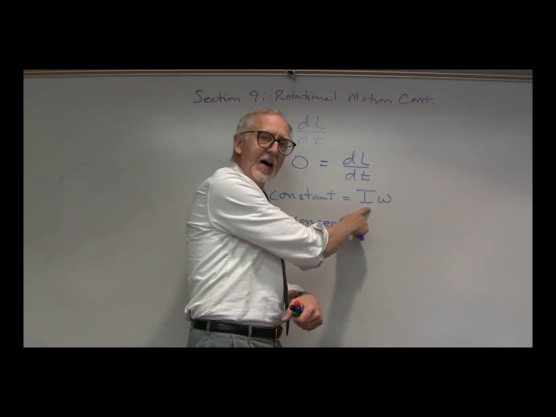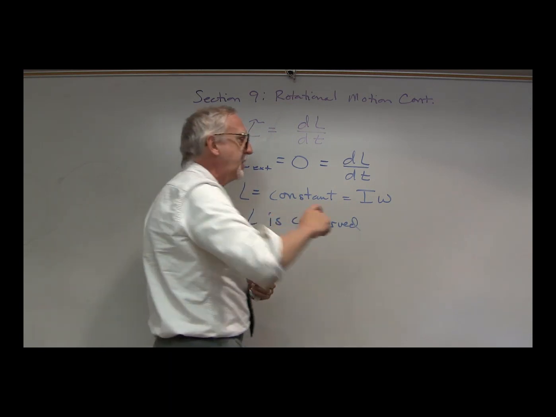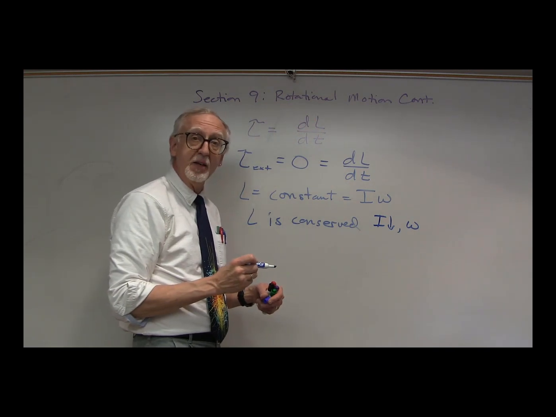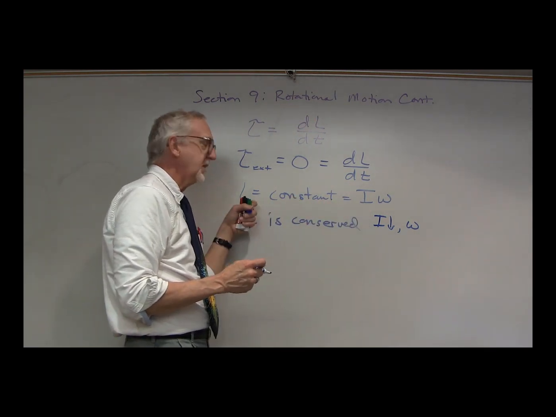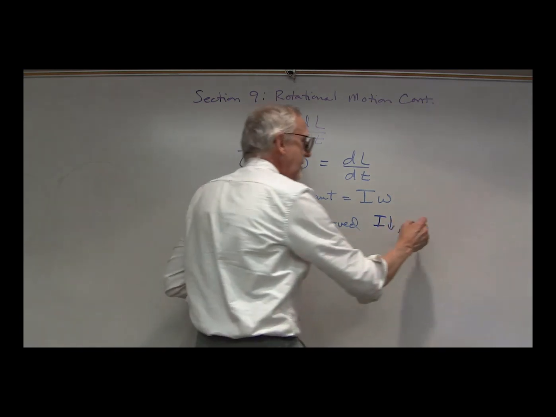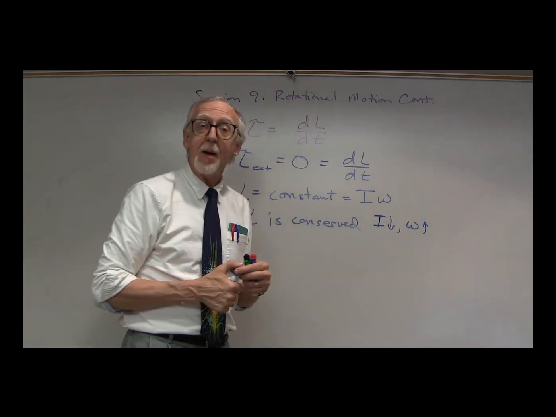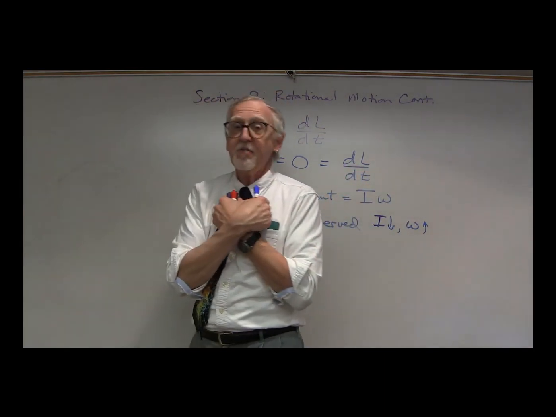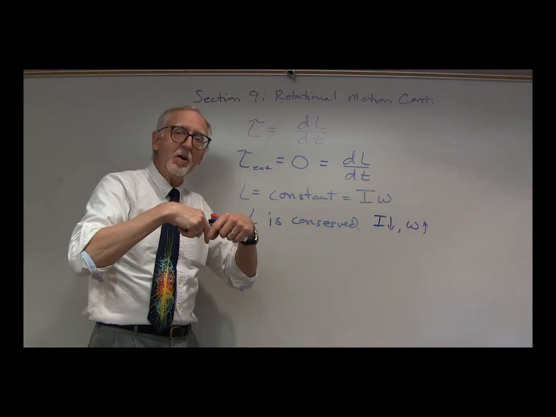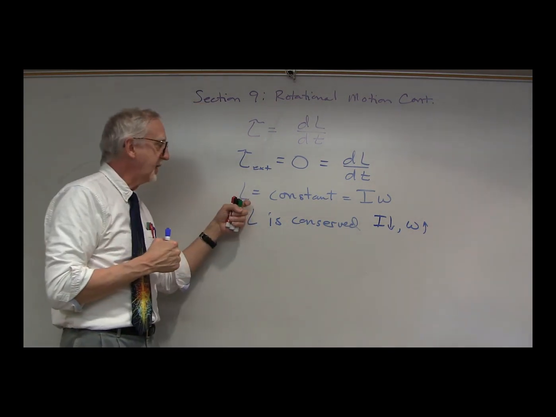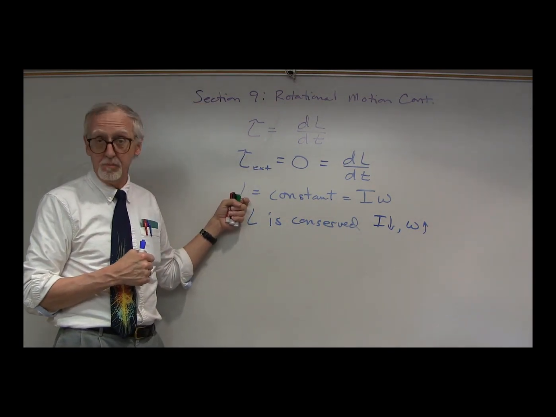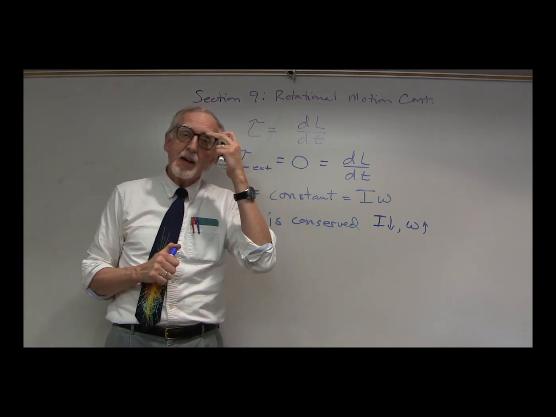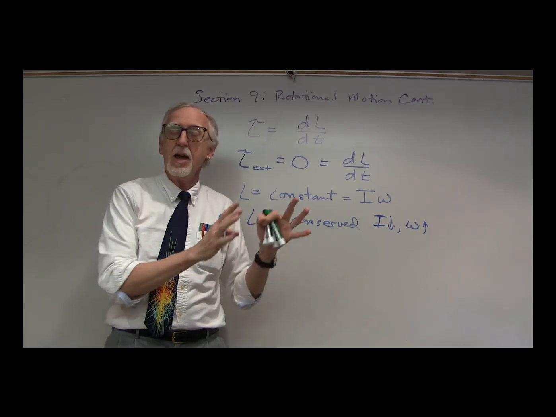But what happens if I decreases? If they decrease their moment of inertia, what must happen to their angular velocity in order to maintain a constant product? In other words, a constant angular momentum, it has to go up. So what happens, and this is probably what you've seen, when they pull their arms in? They start spinning faster. As I goes down, omega has to go up to maintain a constant angular momentum. Very, very good.